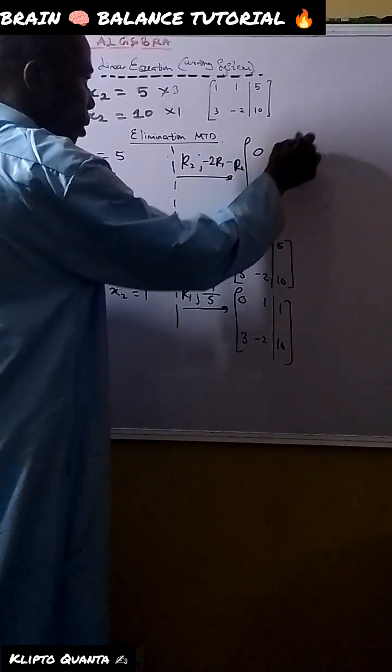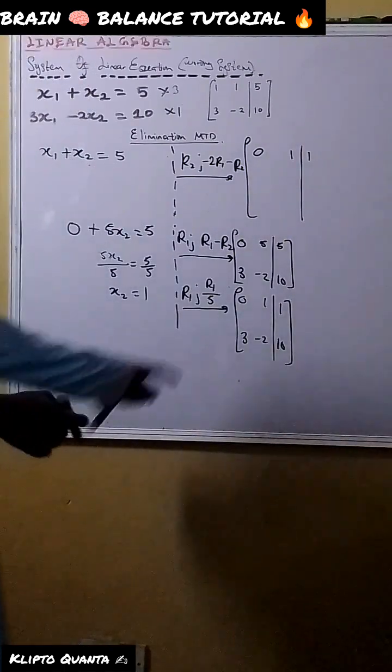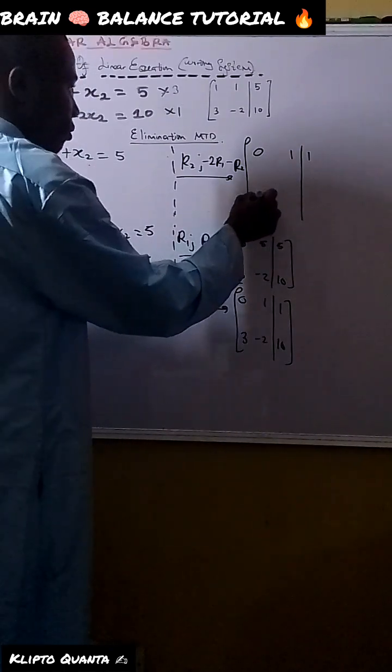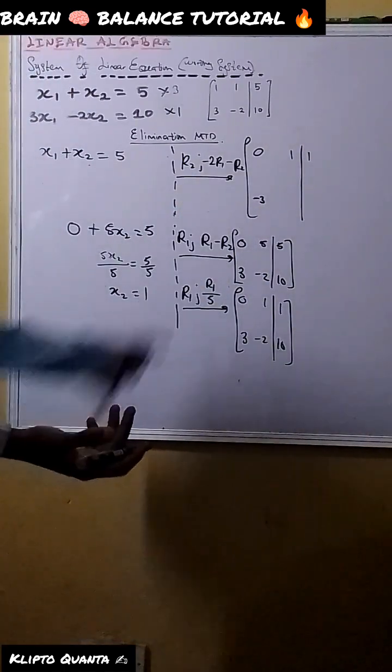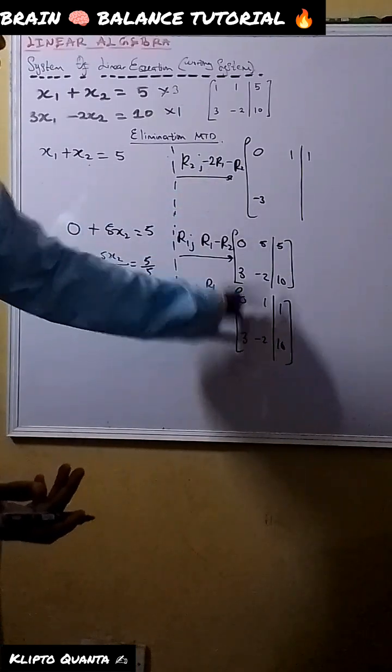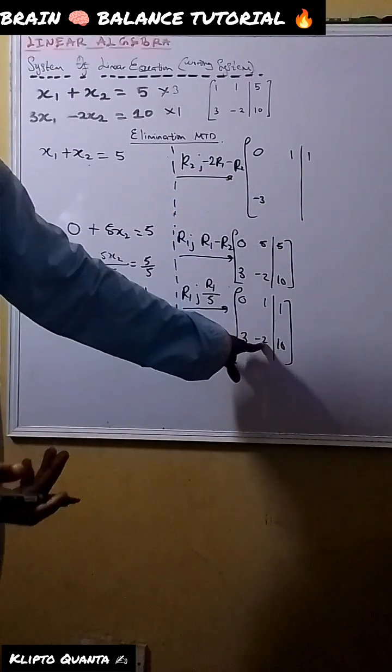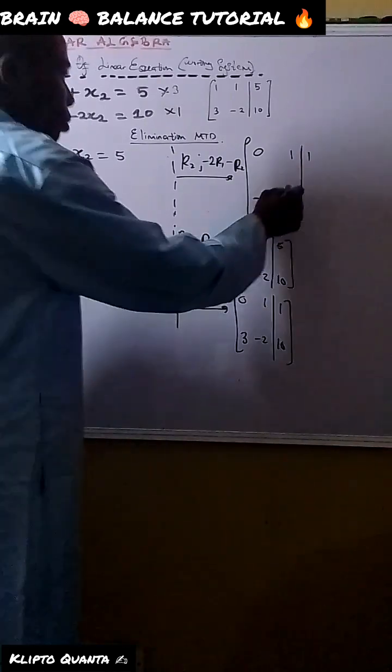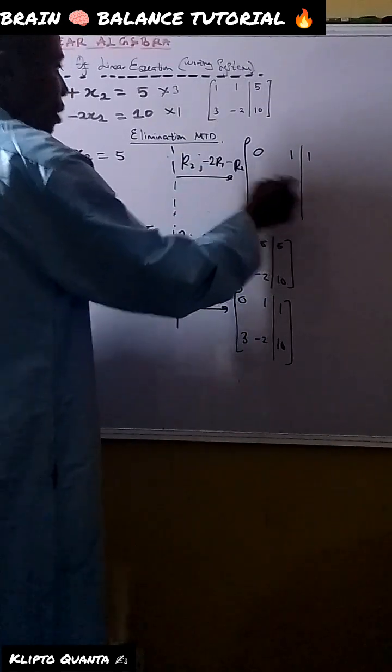You put your 0, 1, and 1. Now, 0 minus 3, what do I have? I have minus 3, right? Then next, the second one. Minus 2 times 1, I have minus 2. Then minus 2 minus minus 2 will give me what? 0. I have my 0. Can you see the logic behind this now?